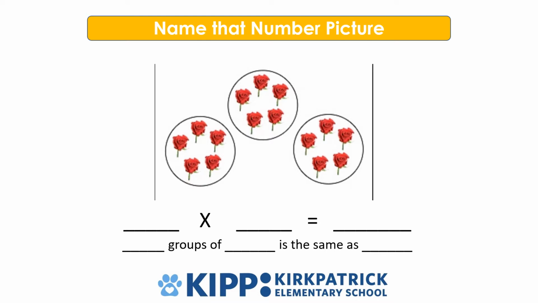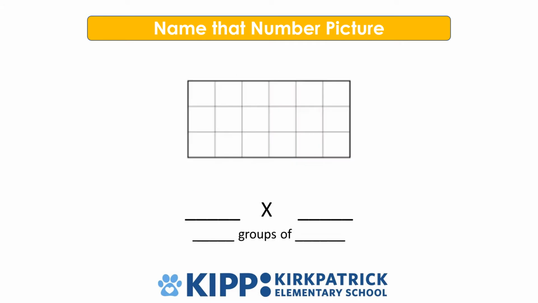If you were thinking 3 groups of 5 or 3 times 5, you're exactly right. The 3 circles represent the groups and there are 5 roses in each group. Nice work. Let's take a look at this rectangle. Same thing. Take a couple seconds and come up with your answer and then I'll share.